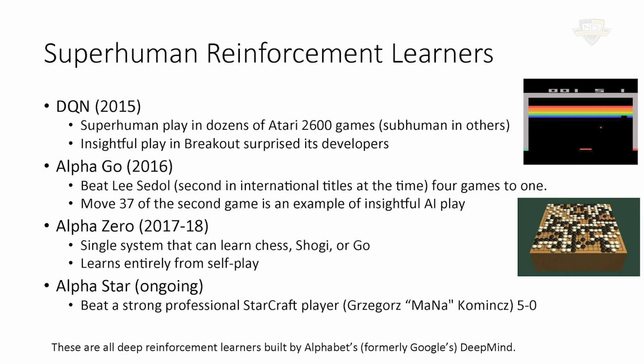The AlphaZero system came next in 2017-18. Not content to merely play Go, you can tell AlphaZero to learn chess or shogi or Go. And unlike the AlphaGo system, AlphaZero does not make use of any expert recorded play at all to ramp itself up. It learns entirely by playing itself.